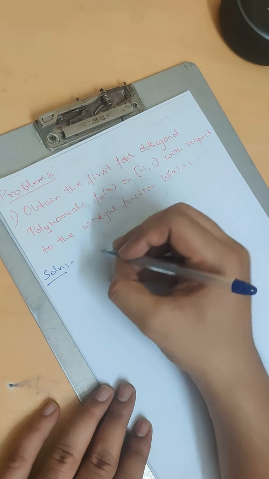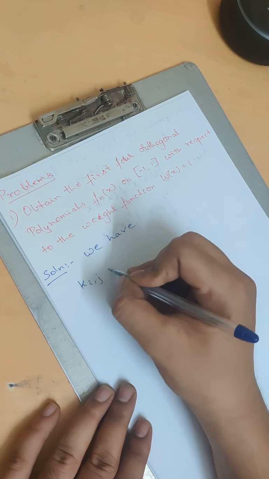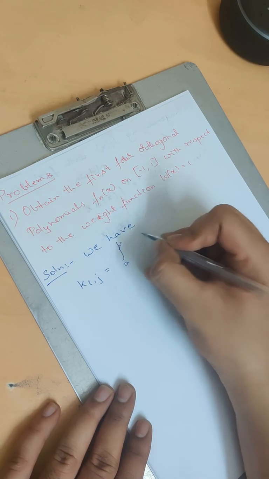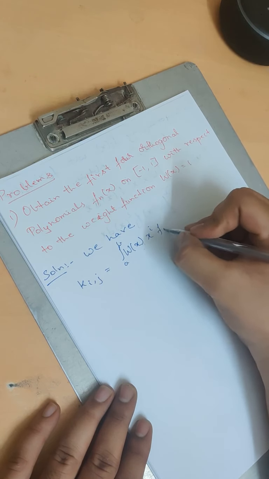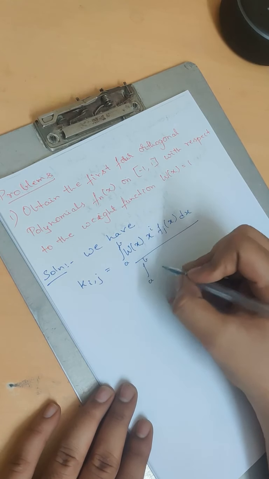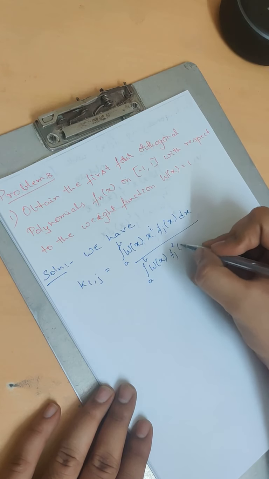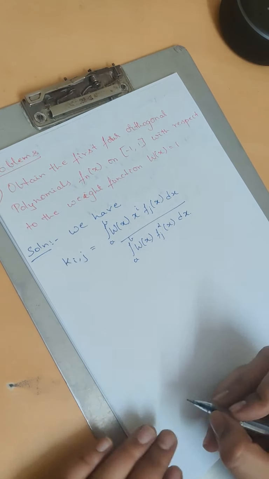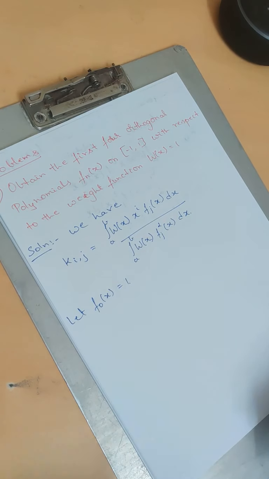So solution, we have k_{i,j} is equal to integral a to b w of x x^i f_j of x dx, whole thing divided by integral a to b w of x f_j square of x dx. So as usual, first let f naught of x is equal to 1, let us fix that. So f naught is done, the first one of the first four is done.